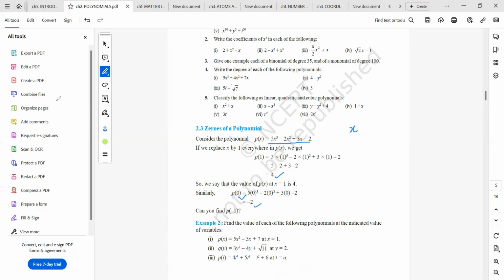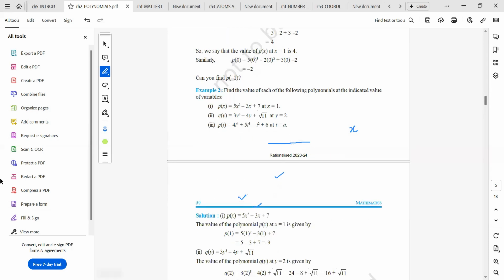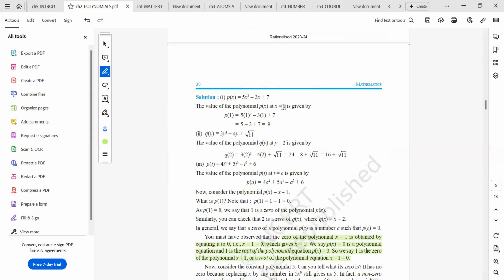Sometimes you will be asked to put the value of a variable, like x equals 1 or x equals 4. So simply, in place of x, put that value. Here it is given: this is the equation and you have to put x equals 1. So simply put 1 in place of x and you can calculate the value.